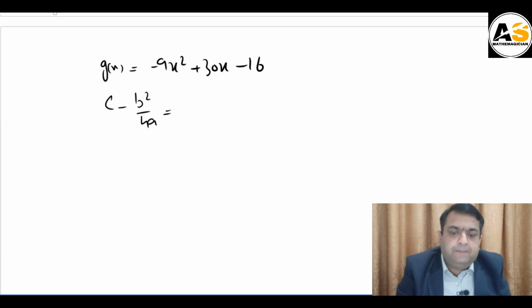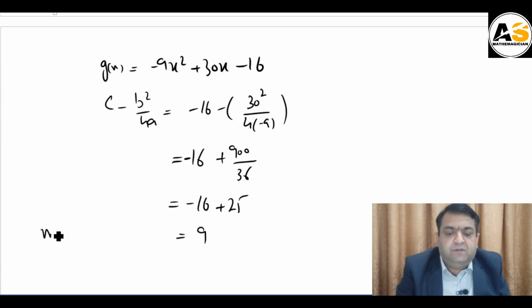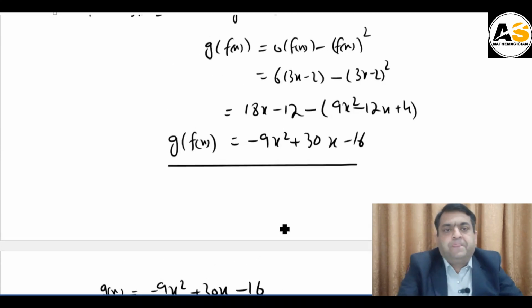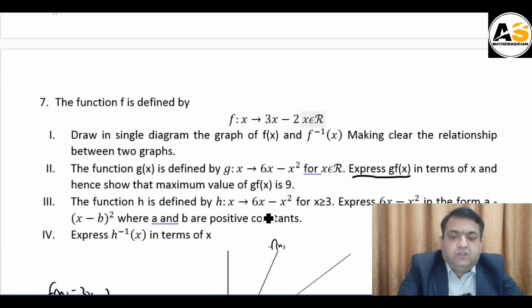What is c over here? c is minus 16, minus b square means 30 square over 4a, 4 times minus 9. Upon simplification, we get minus 16 minus 900 over minus 36, which is minus 16 plus 25, and this will be 9. So maximum value of g will be 9. So our second part of this question is done. Now we move to the third part.